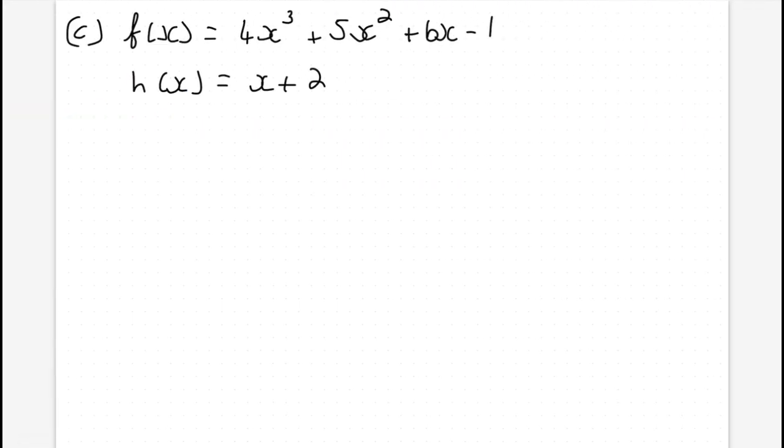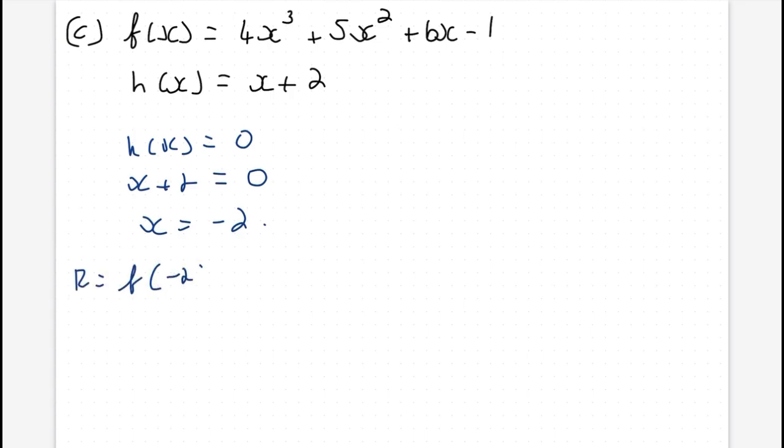Let's look at this example. How can we find the remainder here? We can find the remainder by equating h of x to 0. Right? We can say h of x is equal to 0. In other words, x plus 2 is equal to 0. x is equal to negative 2. I can find the remainder r by plugging in an x value of minus 2 into f.